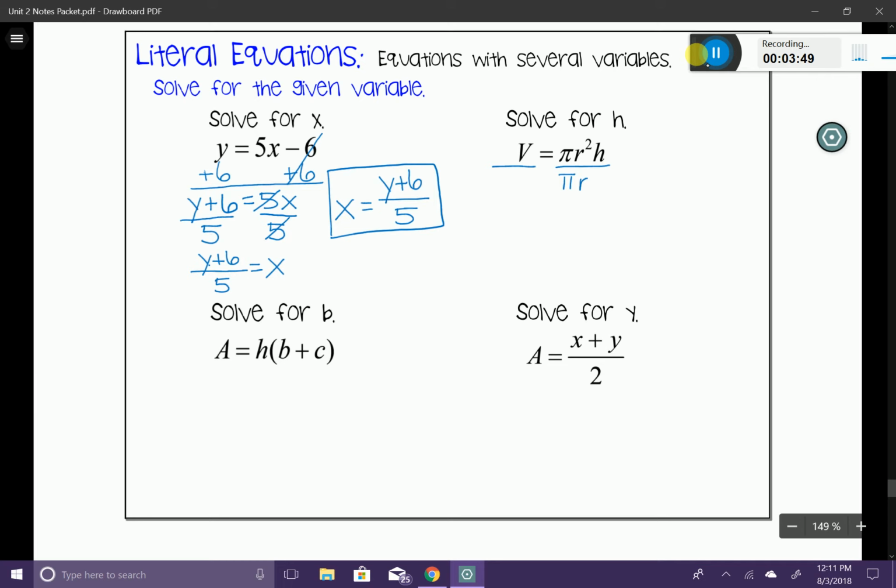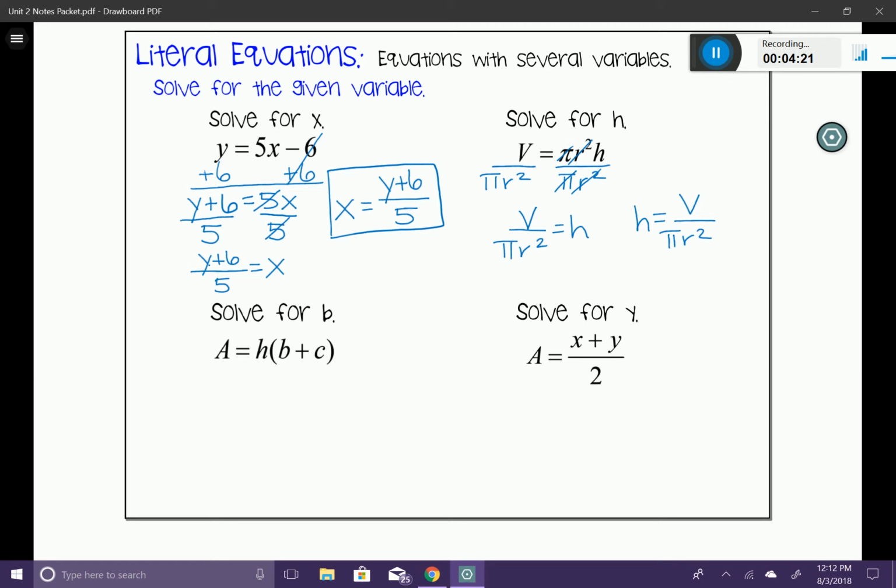I'm going to divide the right by pi r squared, and I'm going to divide the left by pi r squared. Watch what happens. Over on the right-hand side, my pi's cancel out and my r squareds cancel out, leaving me with that h. So I have V over pi r squared is equal to h. I'm just going to flip it around. h is equal to V over pi r squared. So if I was working a chemistry problem or a physics problem or anything like that, and I wanted to solve for that h, this is how I would do it. And that's my final answer.